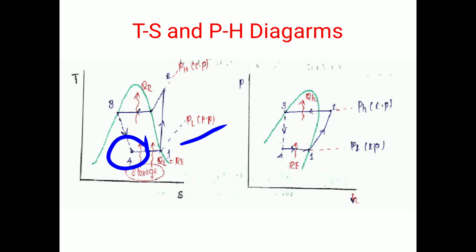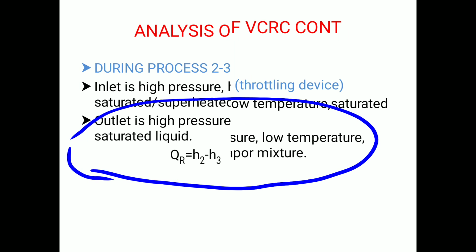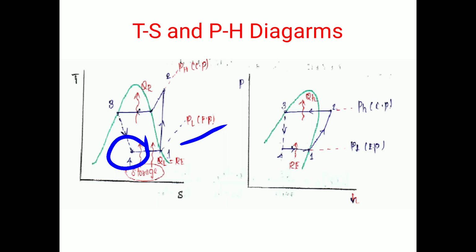If you see the outlet condition of process 4 to 1, the outlet is very low pressure, low temperature, saturated vapor. If you observe point 1 on the TS diagram, it is the outlet condition of the evaporator, which is at low temperature, low pressure, saturated vapor. So this is the input to the compressor. This is how the cycle will keep on working.